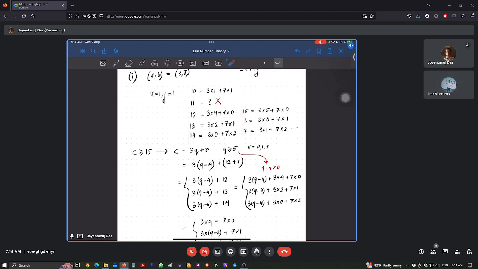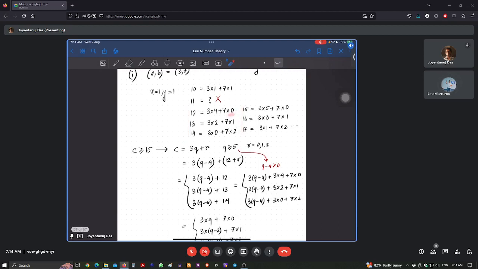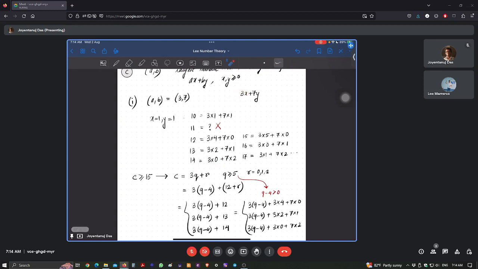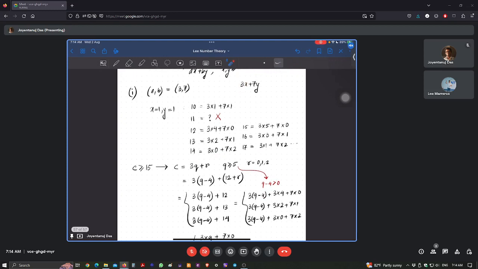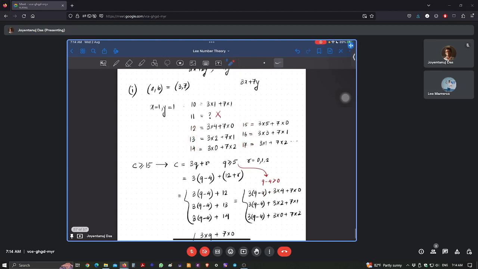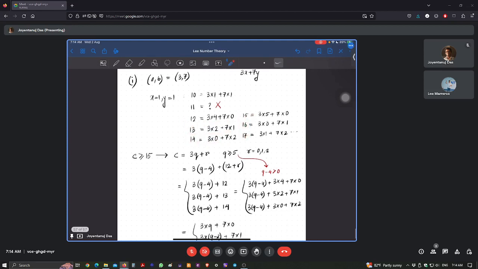Here you can see that the multiples of 7 are repeating: 0, 1, 2. This is some sort of periodic pattern, because 3 is the smallest number, so we can combine the numbers after that in sets of 3. That's why I looked at the first 3 numbers, 12, 13, 14, which are continuous. All of them are expressible in the form 3x plus 7y. And then from 15 onwards, I express each of them in terms of the previous one. So that is the proof.